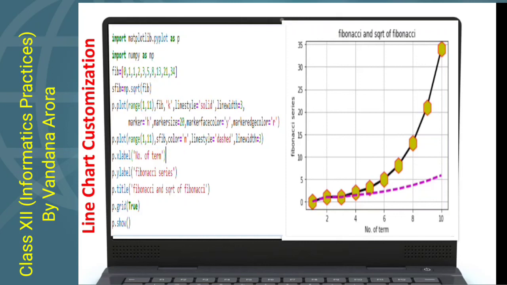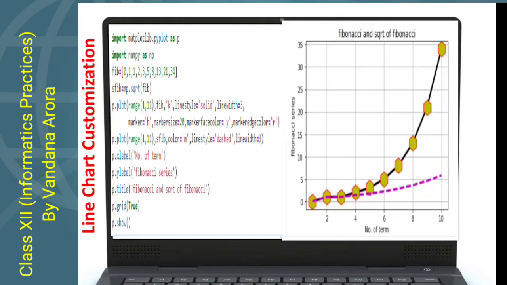Then I have used marker size equal to 20. Marker face color equal to yellow. Marker edge color equal to red. Face color is the color of the marker and edge color is the boundary color, or we can say the outline color, of the marker. The second plot I have drawn is sfib, and on the x-axis I have again used range 1 comma 11. The color of the line is magenta. Line style is dashed, you can see in the diagram. Line width equal to 3. Two plots I have drawn.